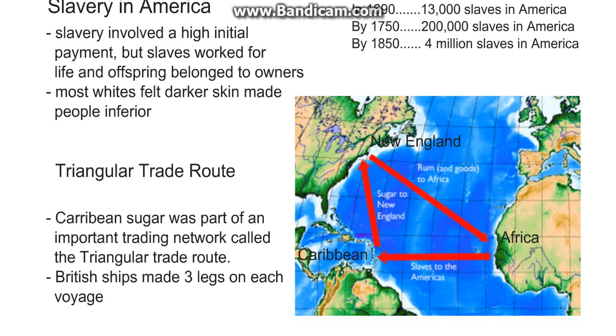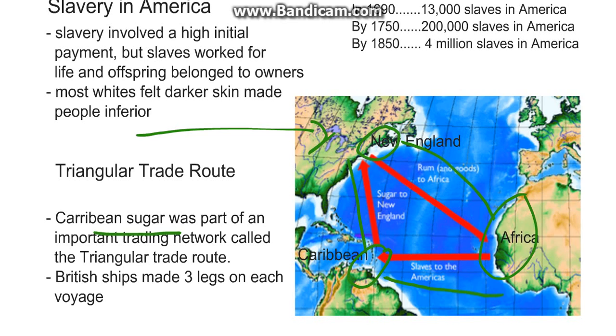The triangular trade route was very important as part of the slave trade. Caribbean sugar was part of an important trading network called the triangular trade route, which you see in the picture on the video. British ships made 3 legs on each voyage. From New England and the colonies, rum and other goods were taken to Africa, where they were traded for African slaves. The African slaves were then taken from Africa to the West Indies, where they were traded for rum and molasses, and then finally would move on back to the colonies.